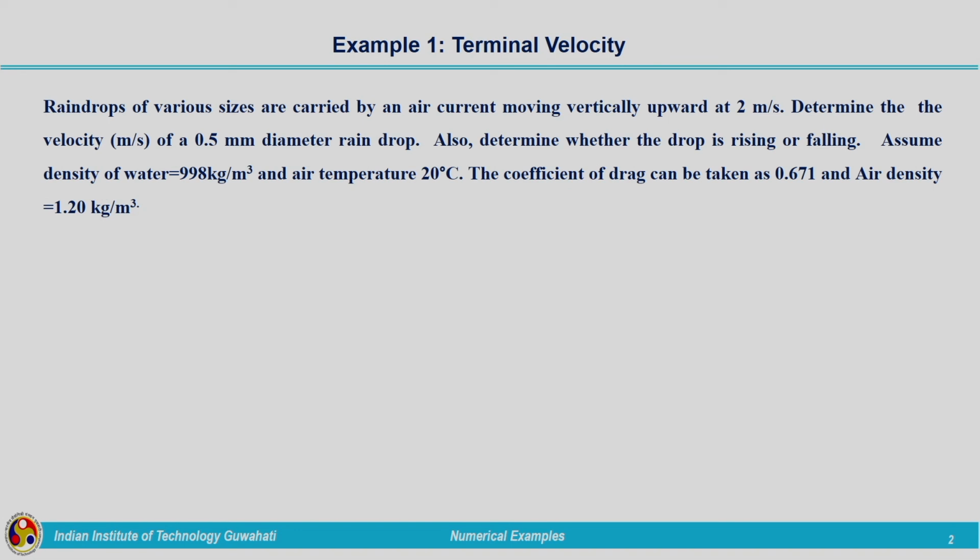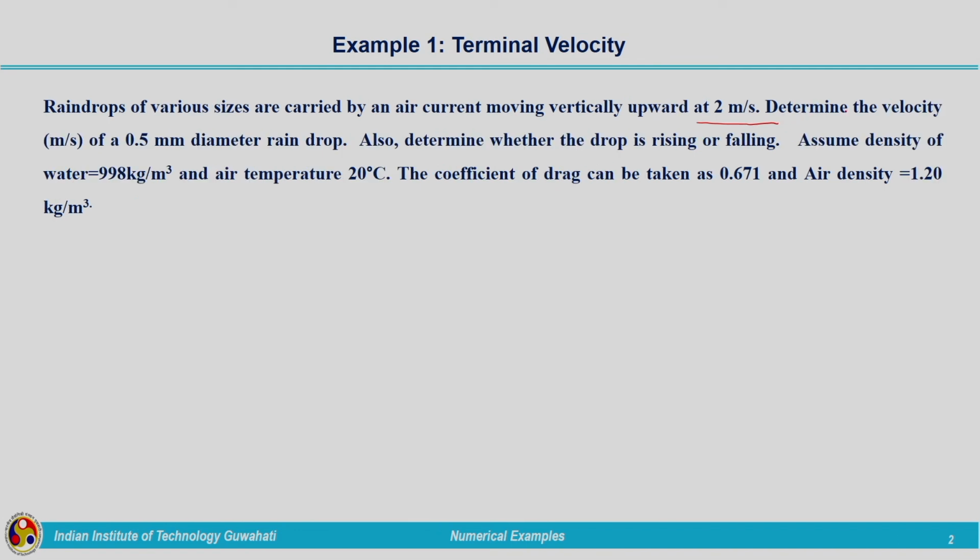Raindrops of various sizes are carried by an air current moving vertically upward at 2 meters per second. Determine the velocity in meters per second of a 0.5 millimeter diameter raindrop. Also determine whether the drop is rising or falling. Assume density of water is equal to 998 kilogram per meter cube, air temperature 20 degrees Celsius. The coefficient of drag can be taken as 0.671 and air density 1.2 kilogram per meter cube.